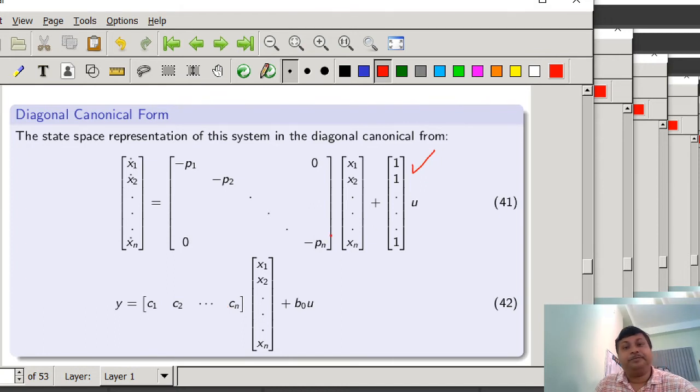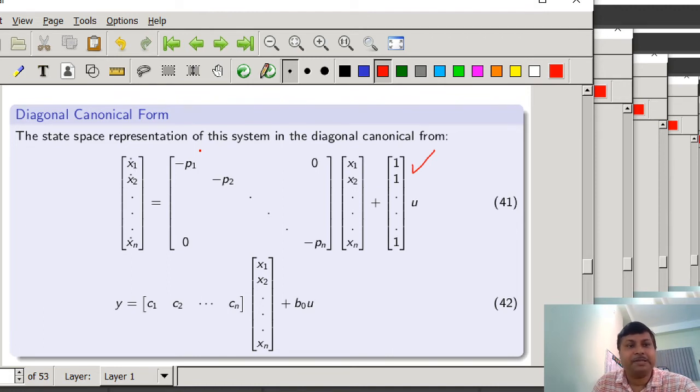Fine. As I told you, each form we are discussing has importance, and later we will discuss their advantages and uses. One thing you can see from the diagonal canonical form: once the system is represented in diagonal canonical form, you can clearly visualize the eigenvalues of the system and their signs, and from there we can conclude about the stability of the system represented in state space.